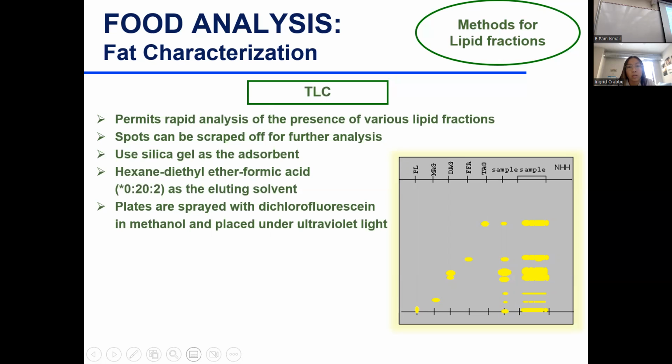The last thing I have here, a very common qualitative method, is thin layer chromatography, where you run your sample and you run standards and you can determine if you have phospholipids, monoacylglycerol, diacylglycerol, fatty acid, or triacylglyceride. And that's your sample or different samples. So it's a very qualitative method that you can use to screen the composition of your lipid in your samples.